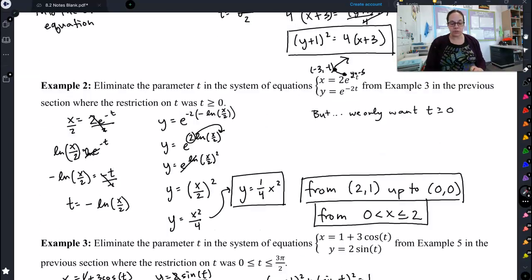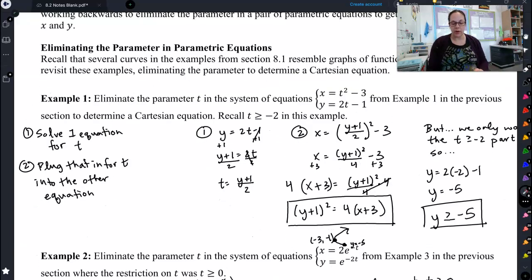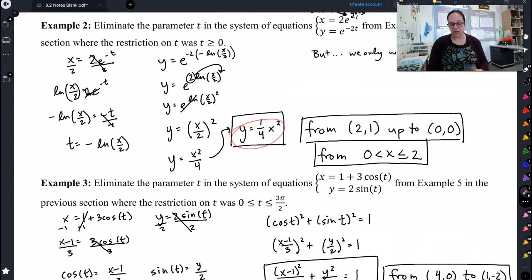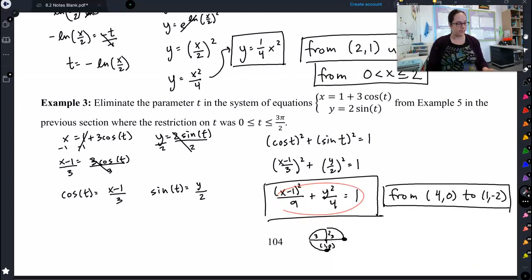So that is the first part of our 8.2 lesson, talking about how to take a parametric equation and work backwards to end up with the original XY equation it came from. In the next video, we're going to talk about how to take an XY equation and come up with a parametric equation. So we're going to go the other direction.